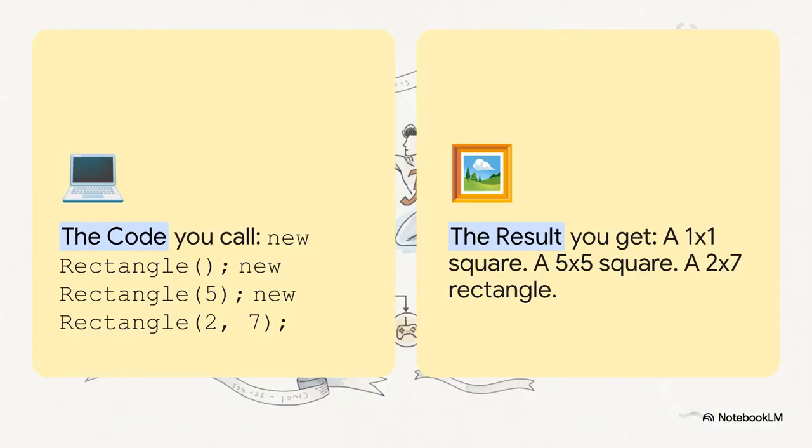Just look at this example. Call new Rectangle() with nothing, and you get a standard 1x1 square. Give it a single number, like new Rectangle(5), and you get a 5x5 square. Give it 2 numbers, new Rectangle(2, 7), and you get that custom 2x7 rectangle. The code just makes sense when you read it. It's clean, it's clear, and it's all because of constructor overloading.